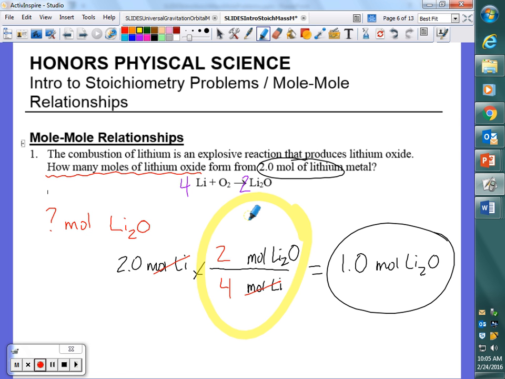And what's the name of that conversion factor there? The mole ratio, right? And the mole ratio comes from where? The coefficients of the balanced equation. And we said that the equation is like the recipe. The formulas are the ingredients, the coefficients are the amounts of those ingredients. Good there?